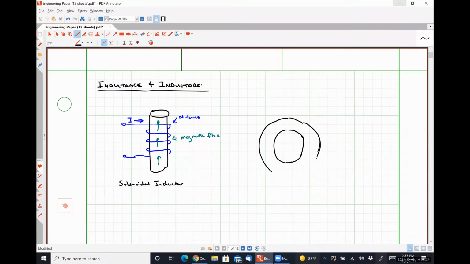Is a toroid, or for the layperson, a donut. So we have this donut of core material, typically ferromagnetic in nature.